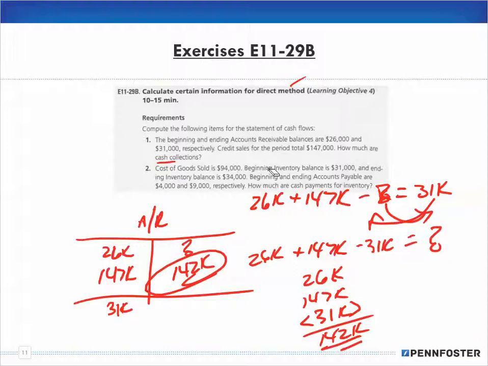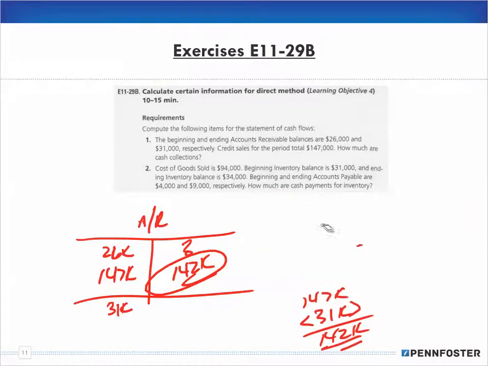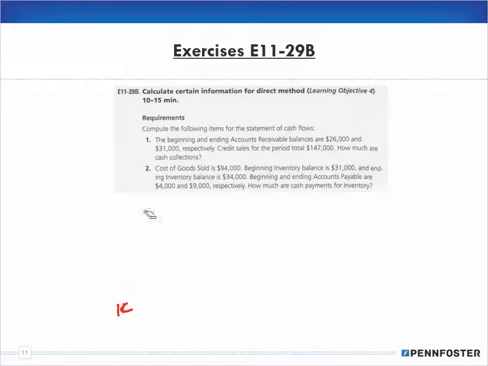These are very similar to exercise 11-26B. That one had dealt with retained earnings and fixed assets, but it's basically the same type of problem. So if you need additional insight, go ahead and watch that particular video if you have to.